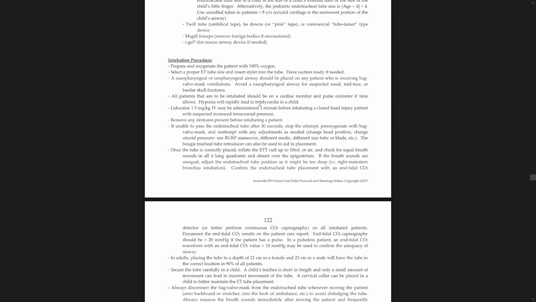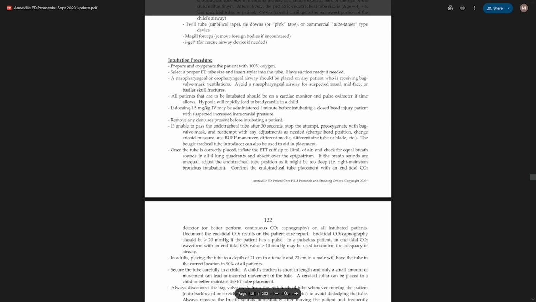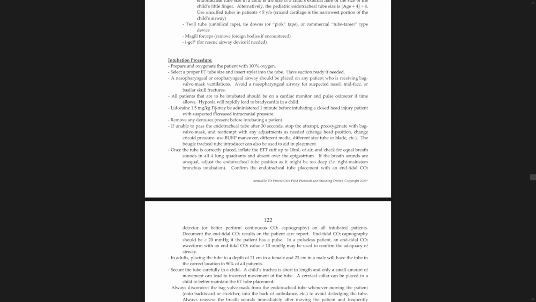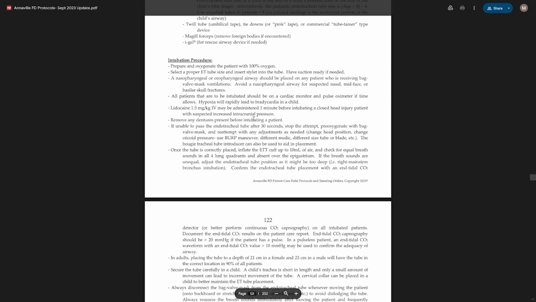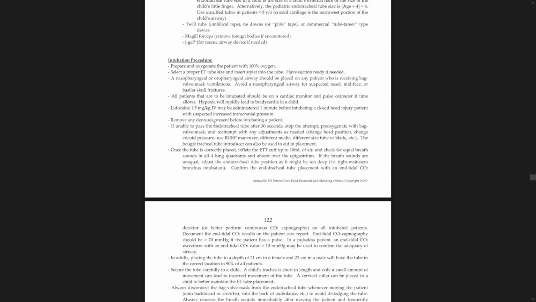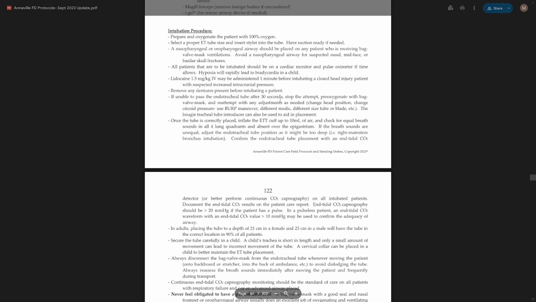Hypoxia will rapidly lead to bradycardia in a child. Lidocaine, 1.5 mg per kilogram IV, may be administered 1 minute prior to intubating a closed head injury patient with suspected increased intracranial pressure. Remove any dentures present before intubating a patient. If unable to pass the endotracheal tube after 30 seconds, stop the attempt, pre-oxygenate with a BVM, and reattempt with any adjustments as needed.